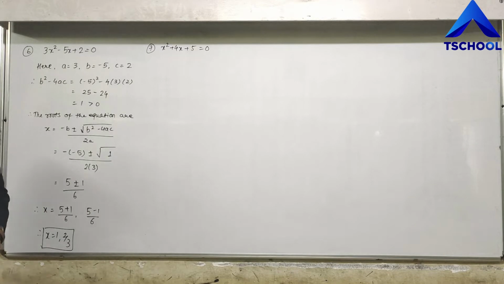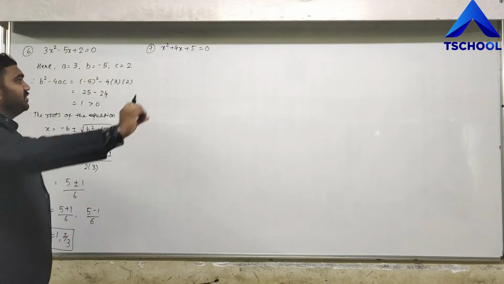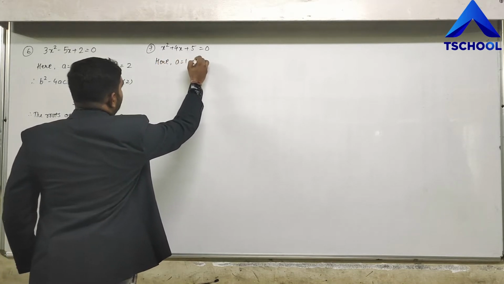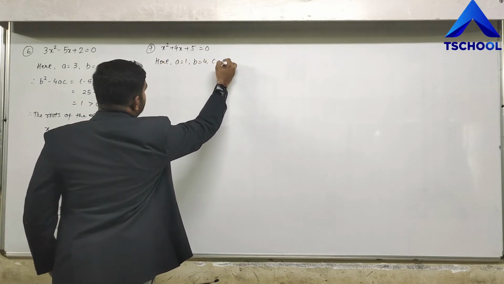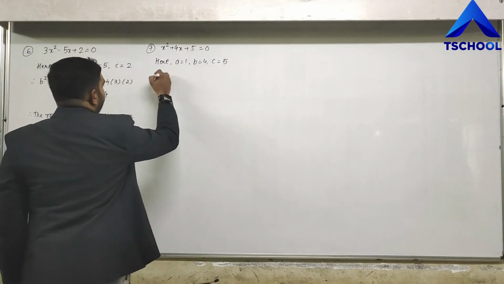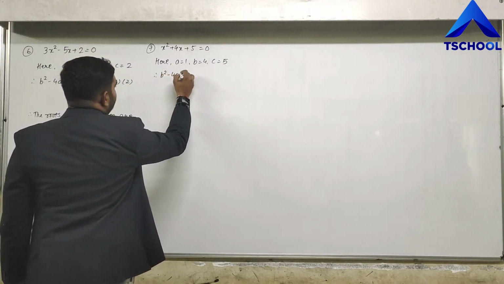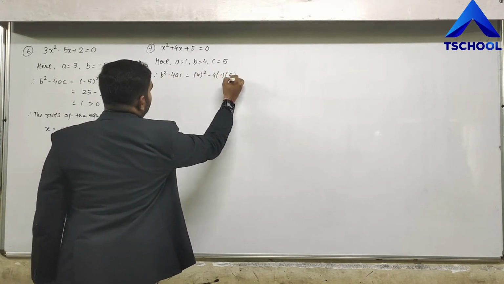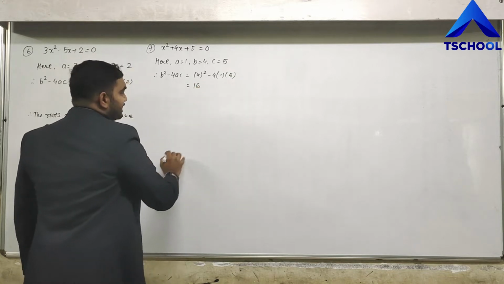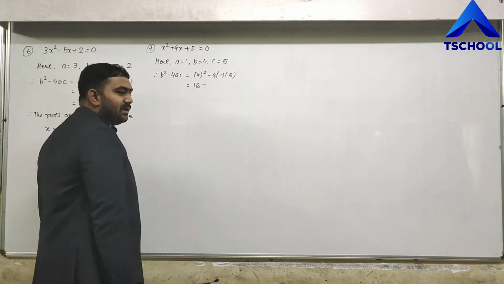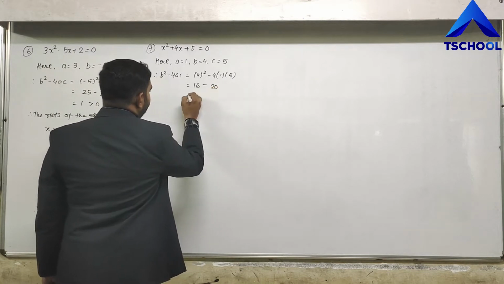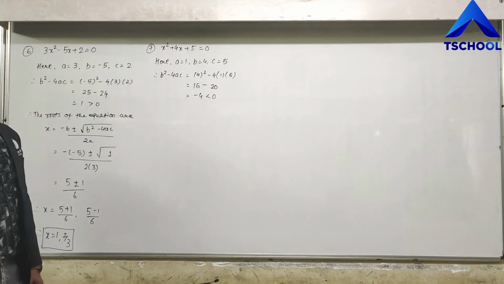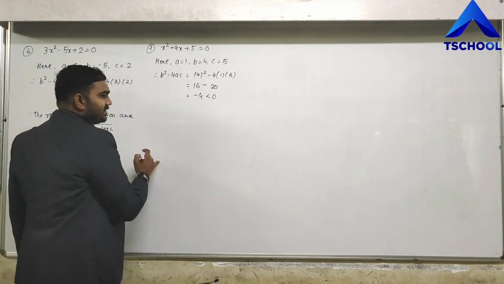Okay, x square plus 4x plus 5 is equals to 0. Again let us see what is given here. a equals 1, b equals 4 and c equals 5. Therefore we shall find out b square minus 4ac first, that is 4 square minus 4 into 1 into 5. What is 4 square? 16, minus 4 into 5, that is 20, which is equals to minus 4. Note that friends, this minus 4 is less than 0. That means b square minus 4ac is less than 0.